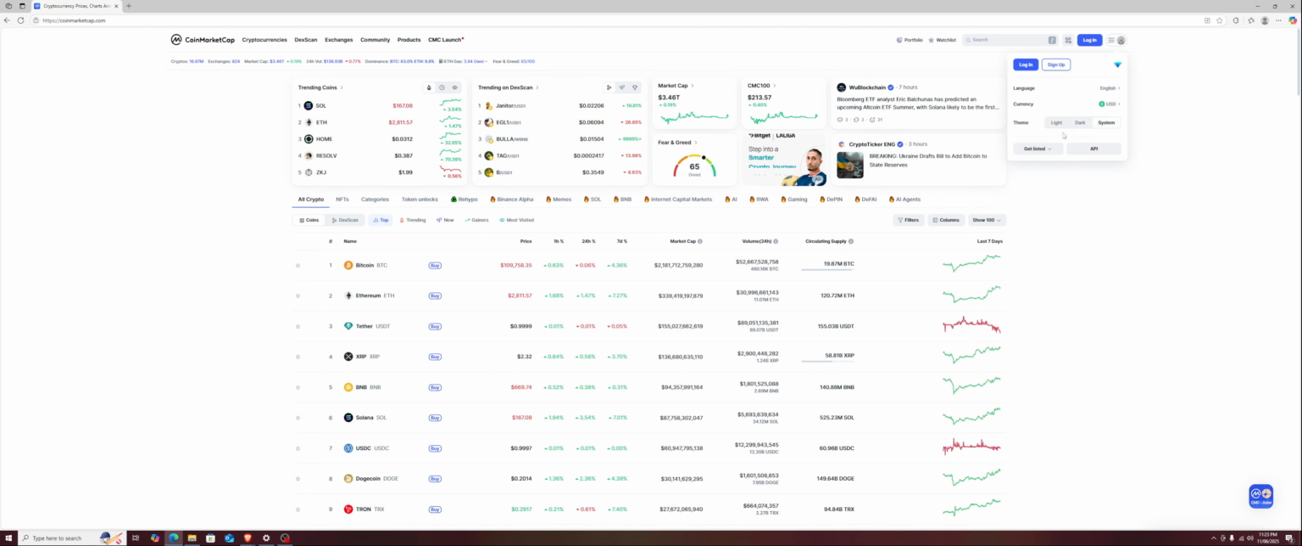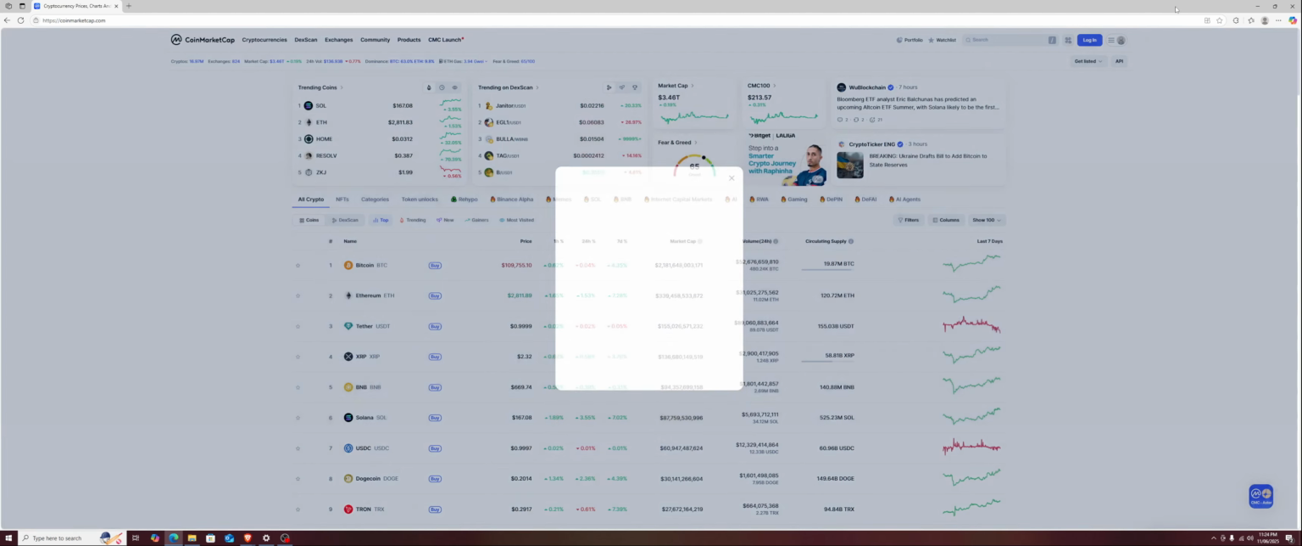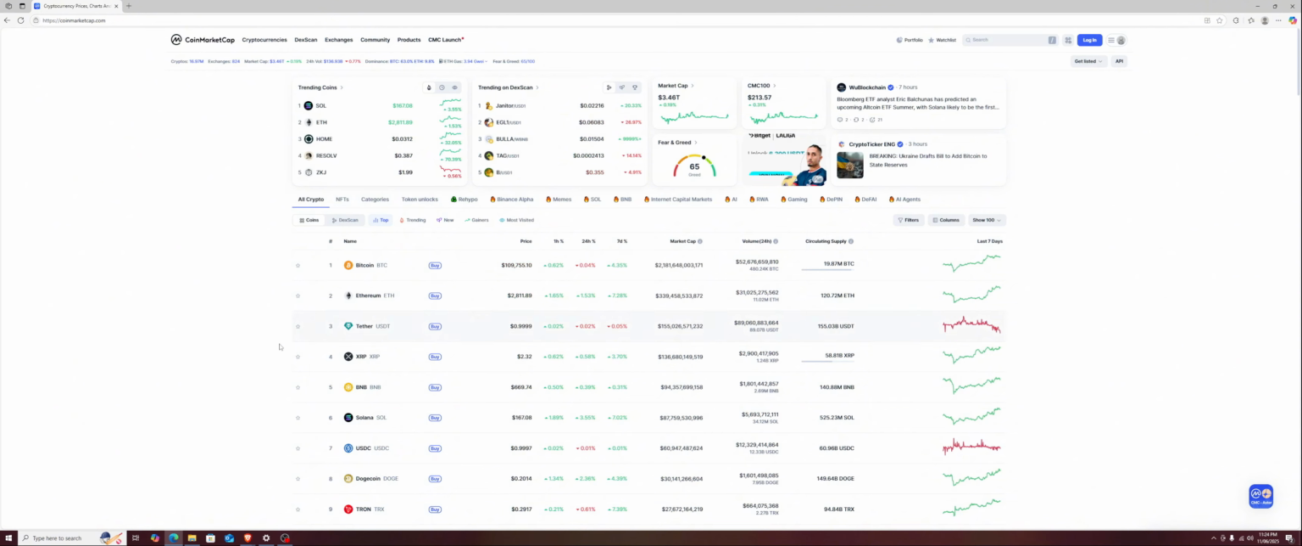So probably just go in here, click on sign up, and then enter your details over here. I usually go with continue with Google because my Gmail is always logged in on the other browser. And yeah, that's how I log in right away.